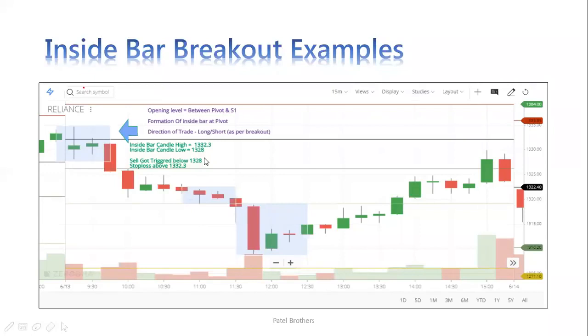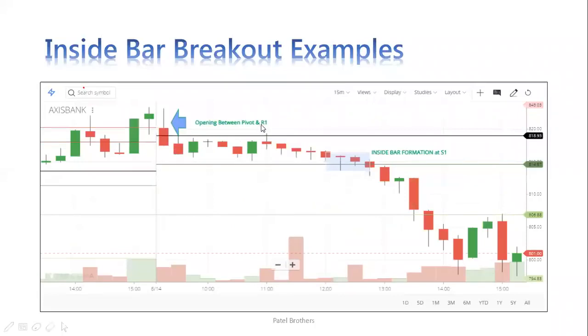So how are we trading? First we identify the opening level, then the location of the inside bar, and then which direction we will be trading, and it is making our life easy. So once the trigger is happening, we will be going into a trade.